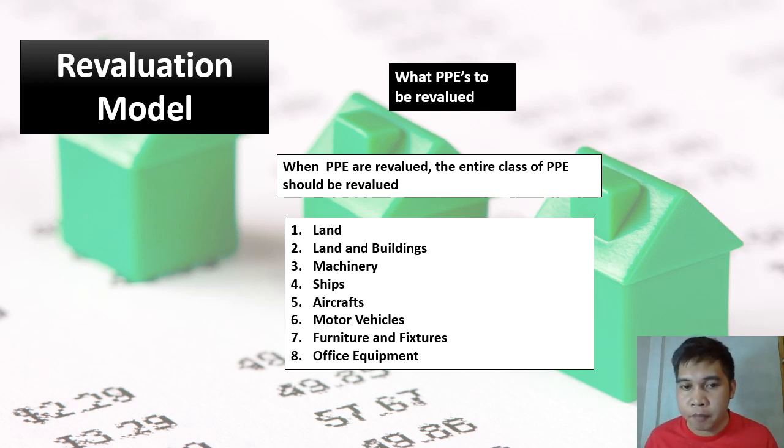So for example, meron tayong land. If one land must be revalued, then all the land accounts under our financial statements must also be revalued. Kasi nga, they are considered or they are part of one class, which is yung land account.